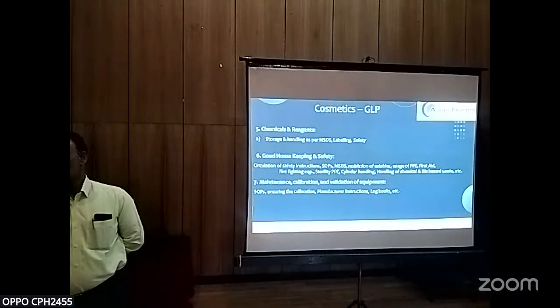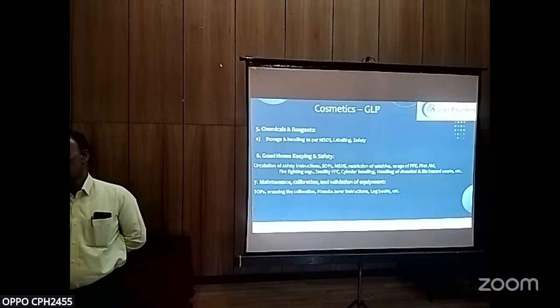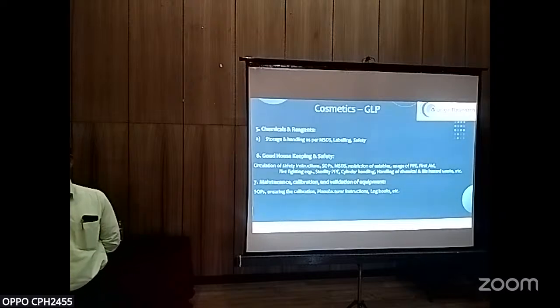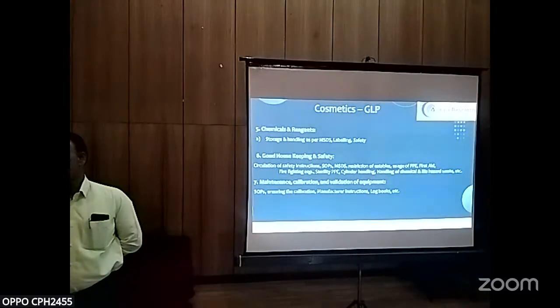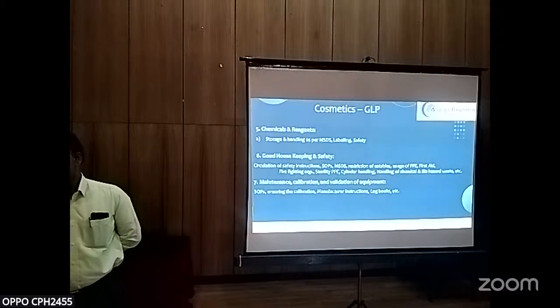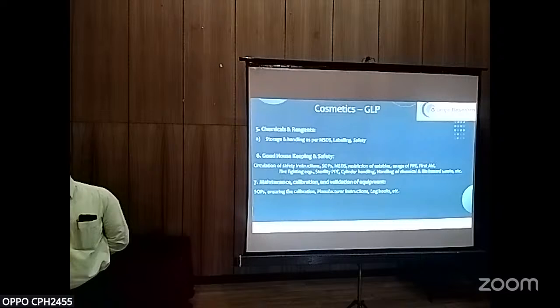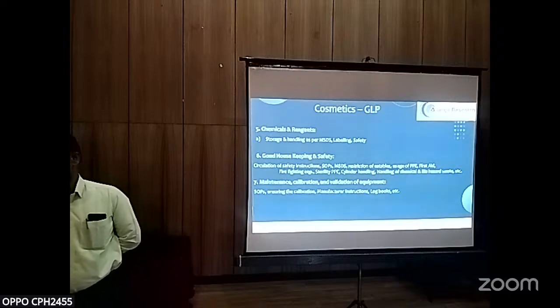And good housekeeping and safety. Circulation of safety instructions, SOPs, MSDS, restriction of visitors, usage of PPE, personal protective equipment, inside the laboratory, first aid kits, and firefighting equipment, sterility, pipettes, cylinders, handling of chemicals, biohazards, waste, etc. And maintain the calibration and validation of equipment properly within the dates.